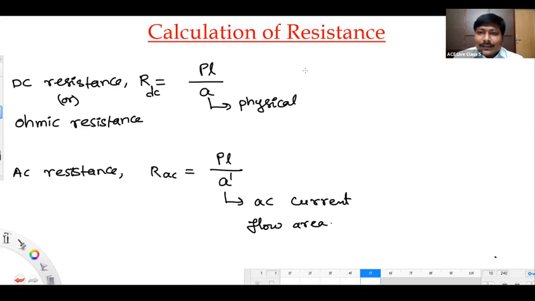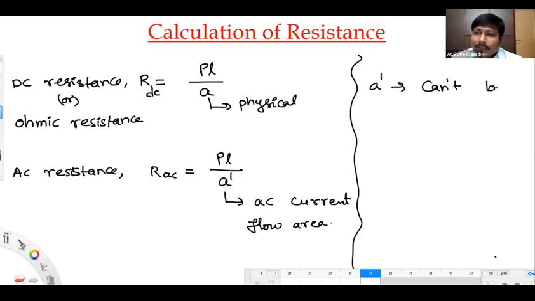Okay, so I will write that here. A dash can't be calculated or measured directly from the conductor.